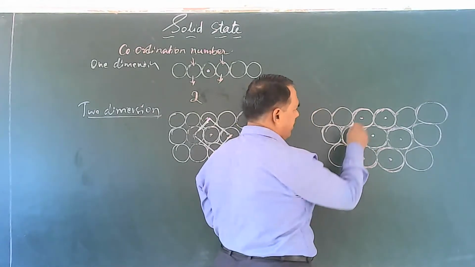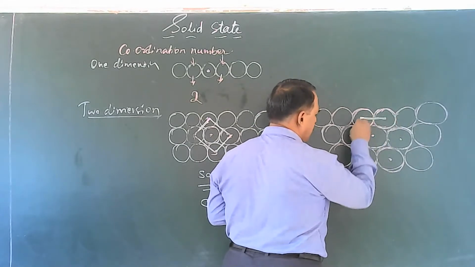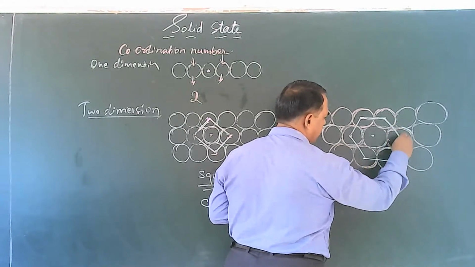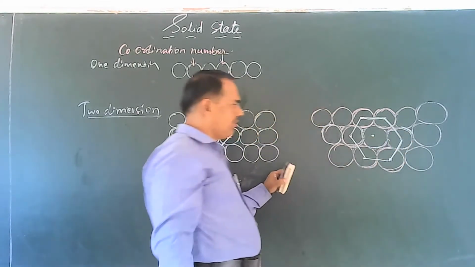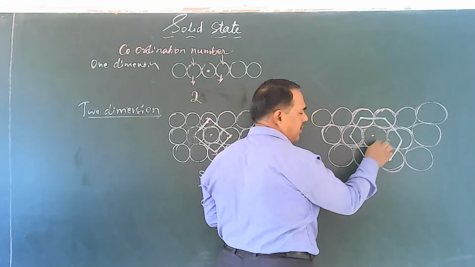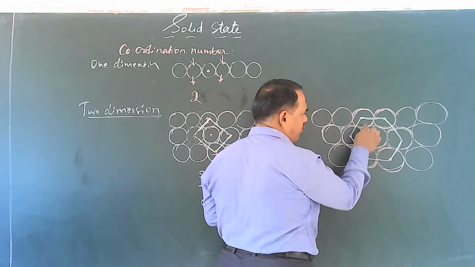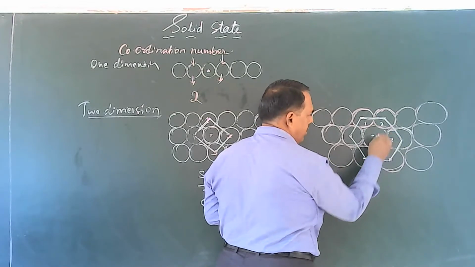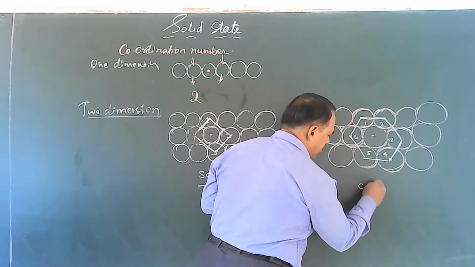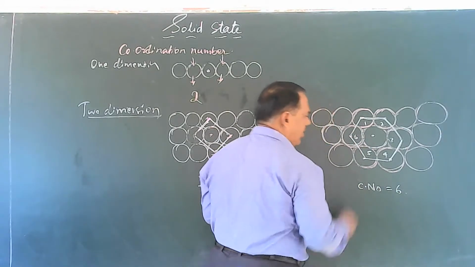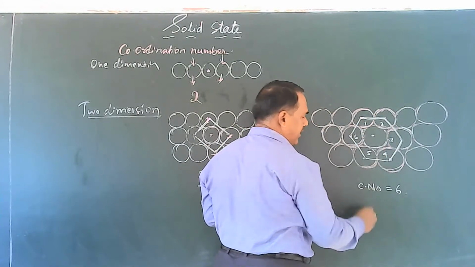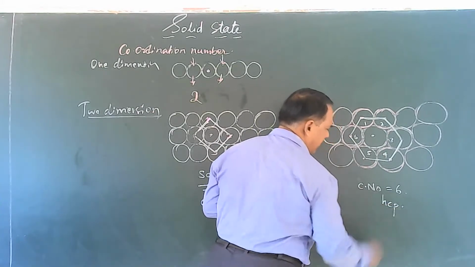See, now I am going to draw this geometry. Shall I join? 1, 2, 3, 4, 5, 6. We will get a hexagon. What is the coordination number? Coordination number is the number of nearest particles. So this particle touches 1, 2, 3, 4, 5, 6. Its coordination number is six. What is the geometry here? Geometry is nothing but a hexagon. So it is called hexagonal close packing, HCP.